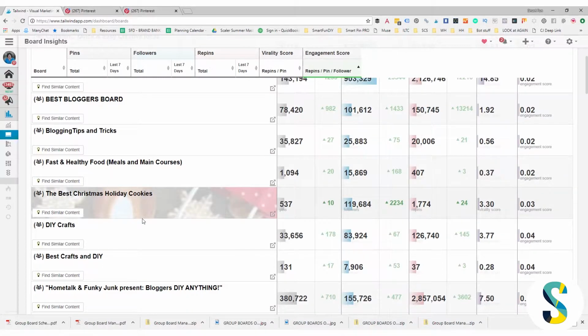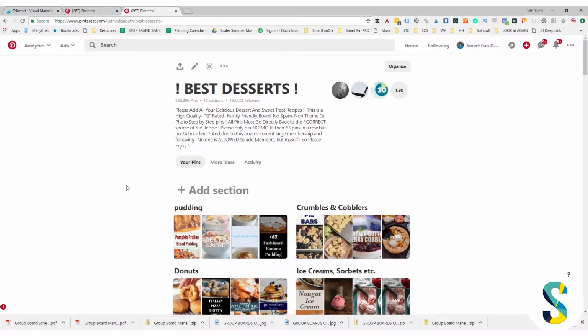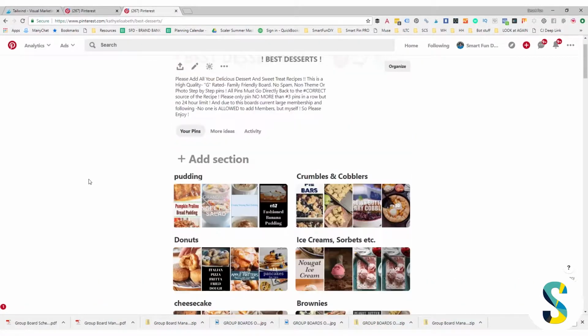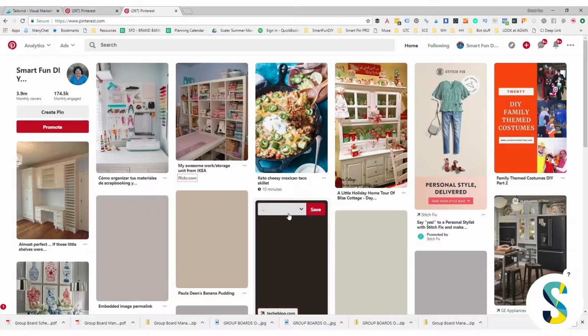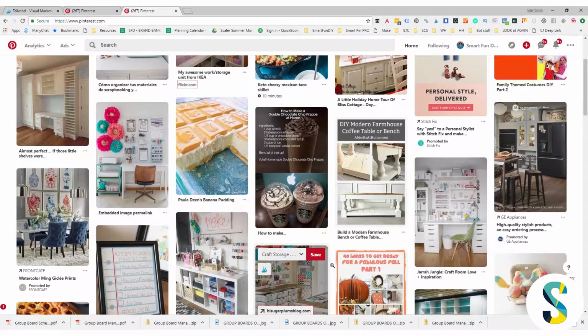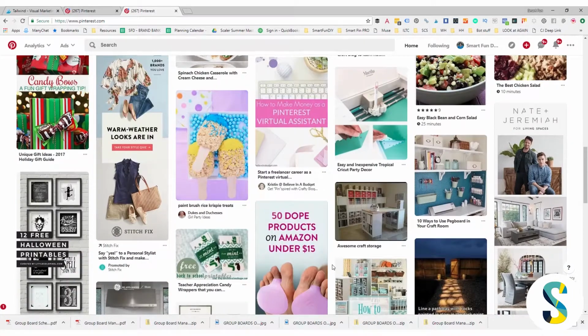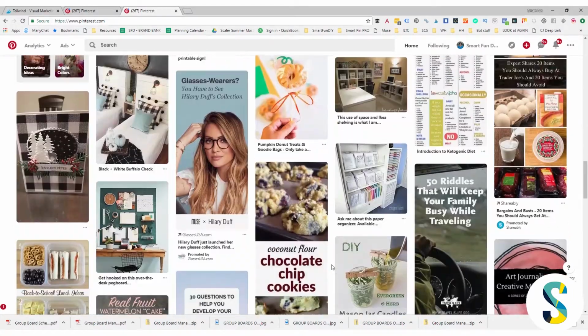So I hope this gives you some ideas on ways to check out if your group boards are healthy or not on Pinterest. We want to make sure that our content is standing out in the feed, and one of the best ways to do that is to get it out on group boards. Sometimes we can be in group boards that really aren't giving us a benefit.